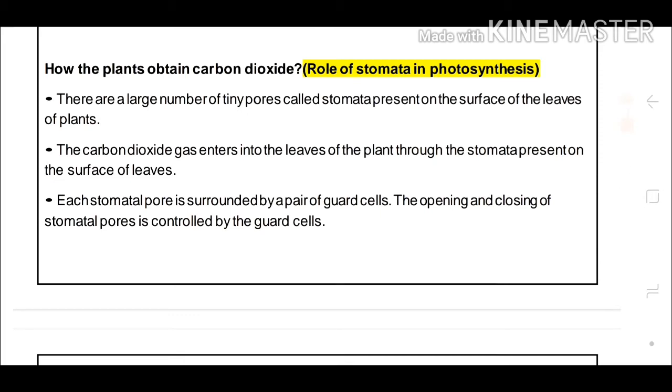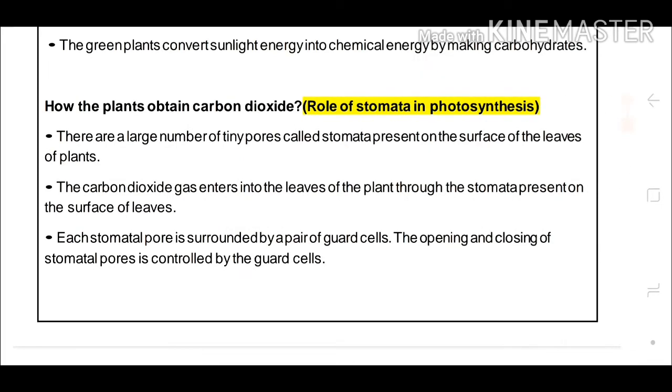How the plants obtain carbon dioxide. Role of stomata in photosynthesis. There are a large number of tiny pores called stomata present on the surface of the leaves of plants. The carbon dioxide gas enters into the leaves of the plant through the stomata present on the surface of the leaves.